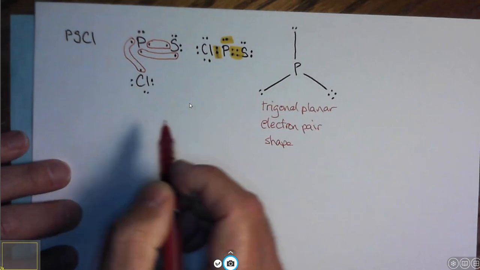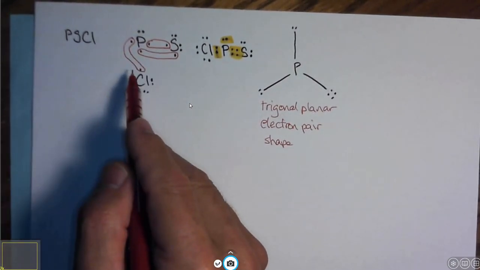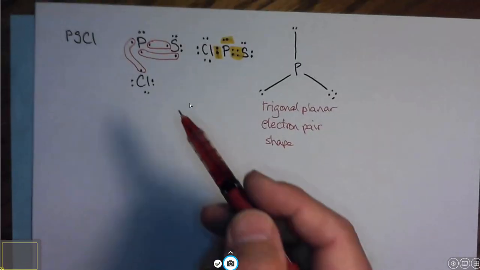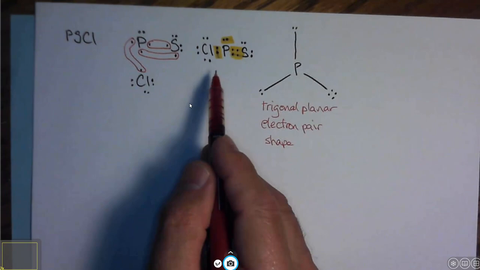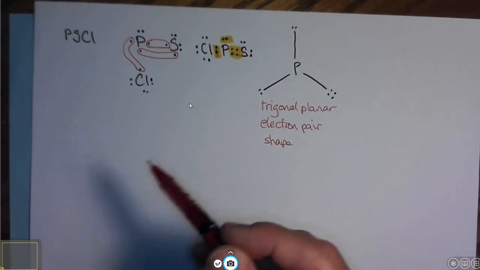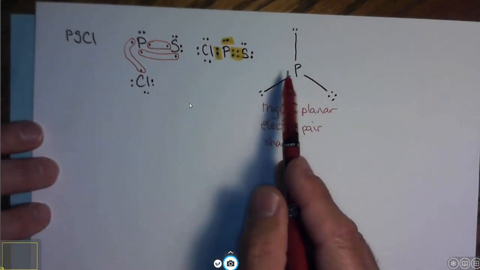Now, I didn't write down over here that this is an electron dot formula and a sharing arrangement because I did that in the first set. Since I've already done it for you once, you should now know this is a Lewis dot formula. We've done it a bunch of times. I'm just not labeling it this time, but you might have to do that, because if I teach it to you, you might have it on the test. All right, then I've got this one done.